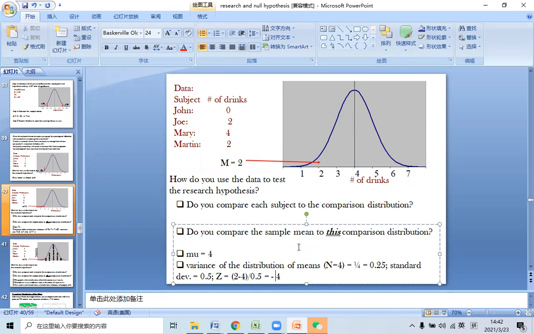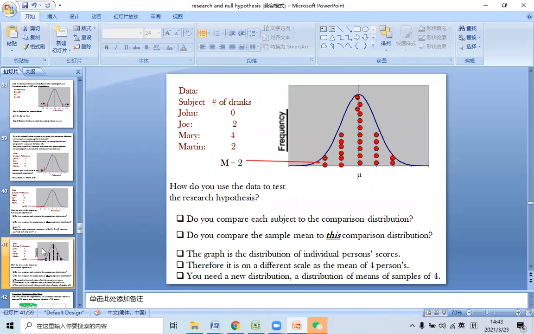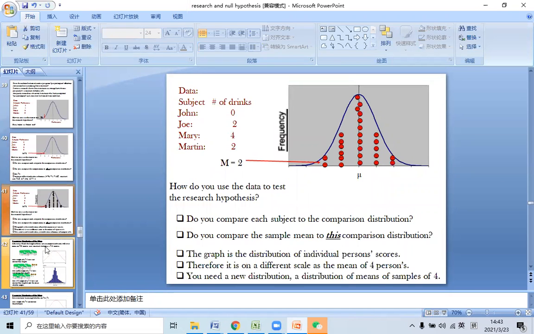4 standard deviations below the mean, that is really extreme. It's going to be less than 5%. Got to be less than 5% probability. In this case, you reject the null hypothesis. You reject the null hypothesis, and then you support the research hypothesis.